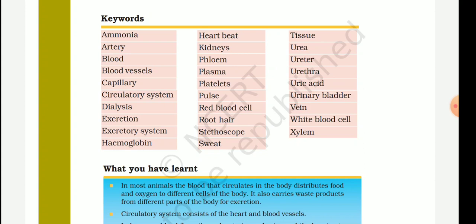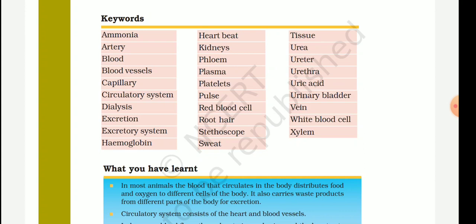Uric acid, I told you, this is the waste product of certain animals which conserves water. For example, birds, they do not waste water in this. So you have seen the pellets of the birds. They are paste like, very less water is there, so that is uric acid. Urinary bladder, you know, for some time the urine is stored in urinary bladder.